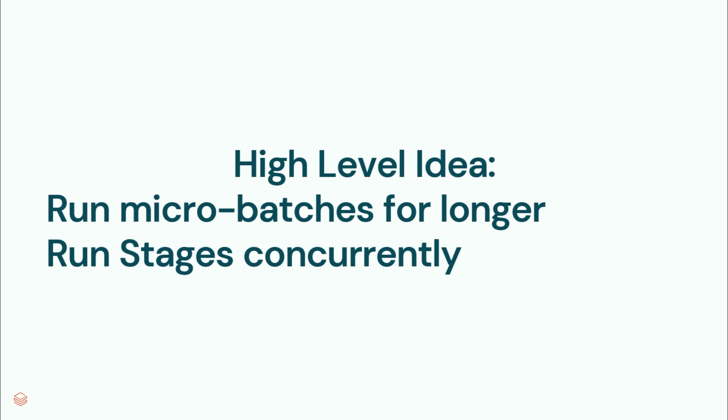The basic idea is that rather than trying to shrink the batch smaller and smaller, we make the batch longer so that the scheduler overhead is amortized. On the other hand, the data is streamed out inside the batch without waiting for the batch to end.